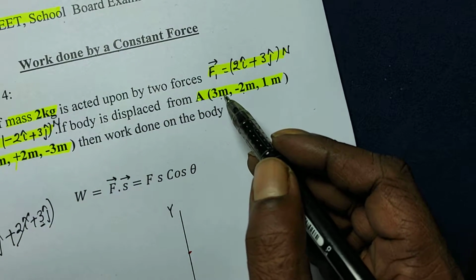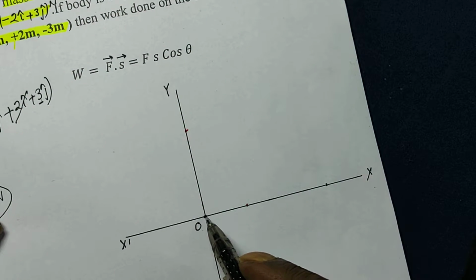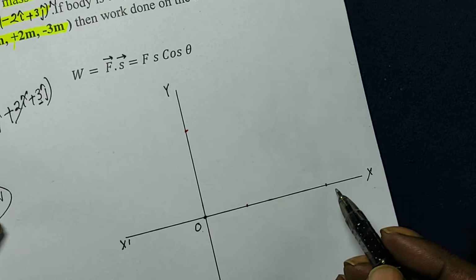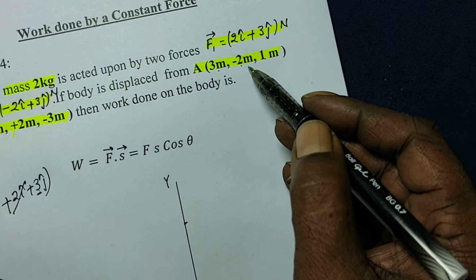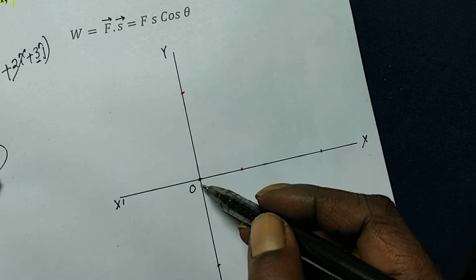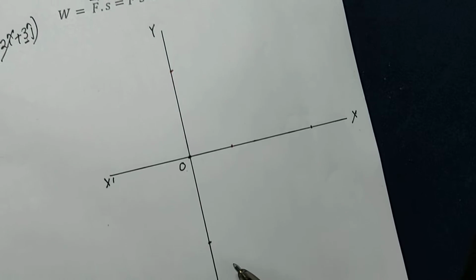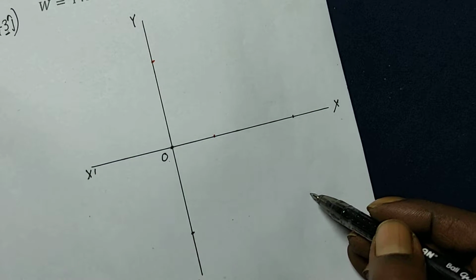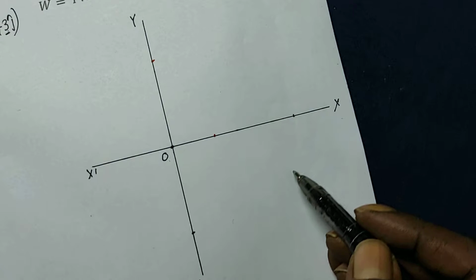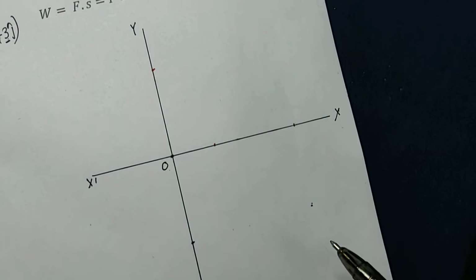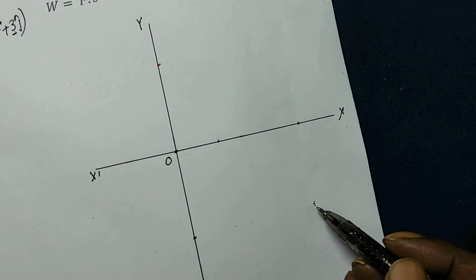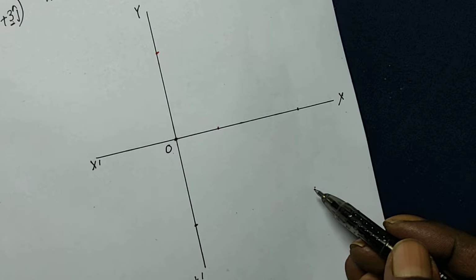A is equal to 3 units along x-axis. From here to here is 3 units. Then 2 units along negative y-axis, 2 units to this side. So I arrive at the point somewhere here. 3 units, then 2 units. I arrive here, then 1 unit along positive z-axis, meaning from this point vertically upward.